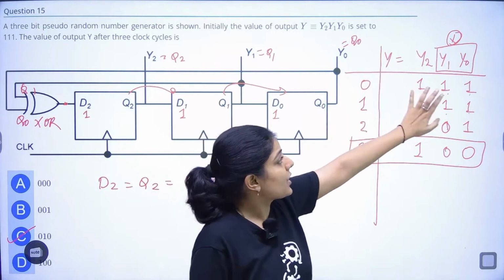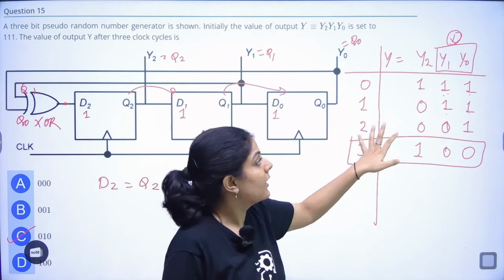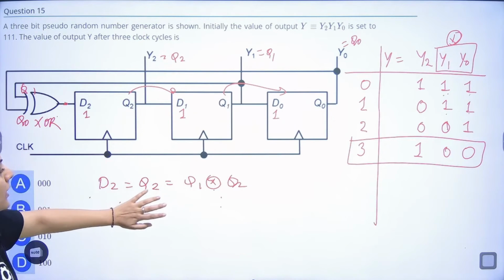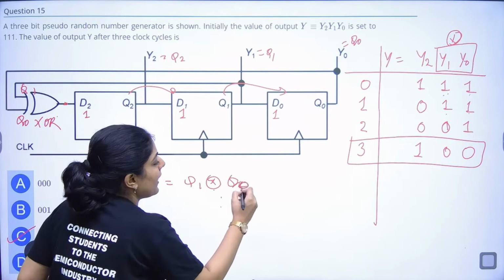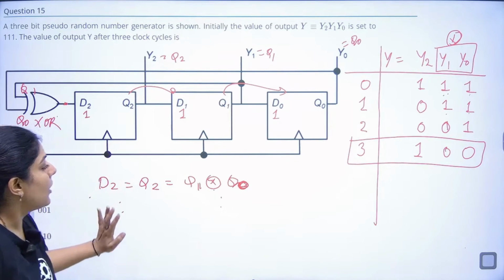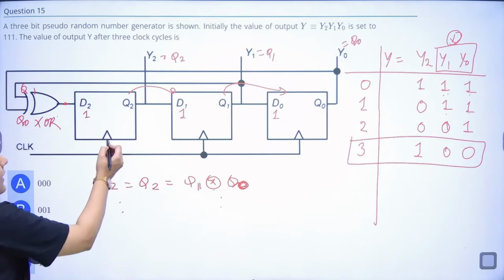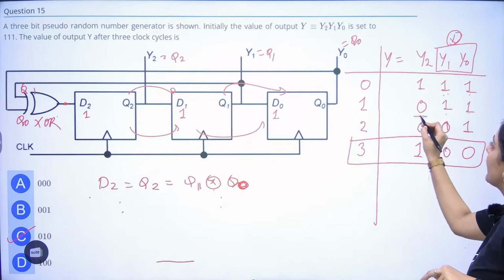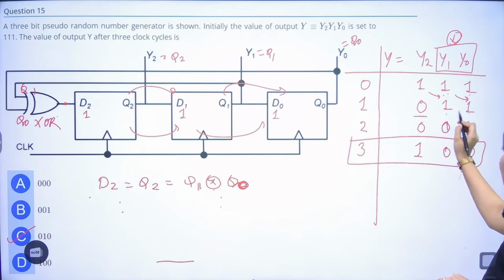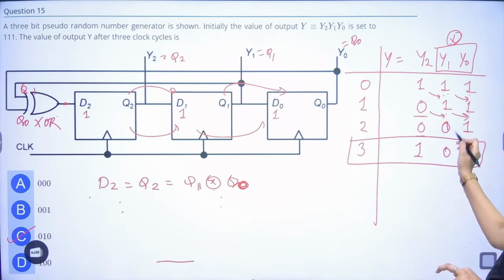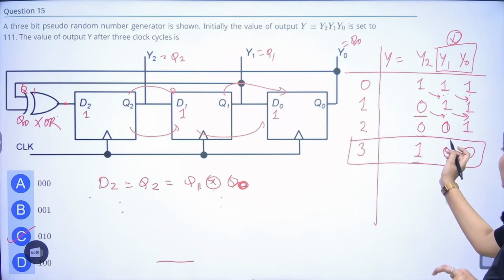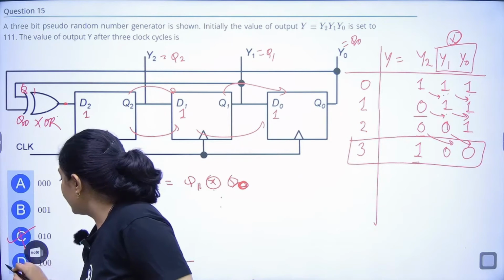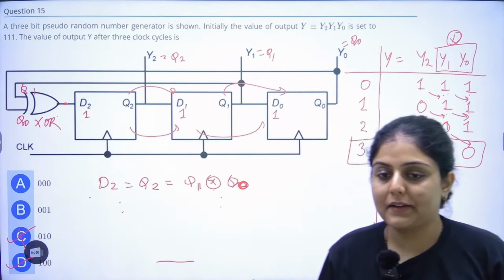So initially it was 111. What's happening? This value is coming to this. D1 is becoming this Q1 XOR Q0. I have written it wrong also. Okay, Q1 XOR Q0, and these values are shifting, right? So 1 XOR 1 is equal to 0, and these values are shifting. 1 XOR 1 is equal to 0, and these values will shift. 0 XOR 1 is equal to 1, and these values will shift. So the actual value is 1, 0, 0, which will be the right answer.